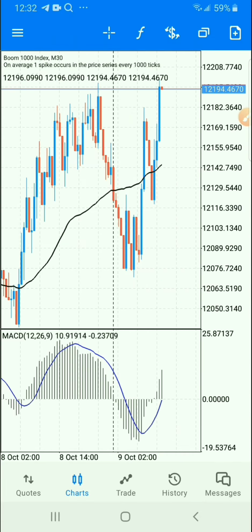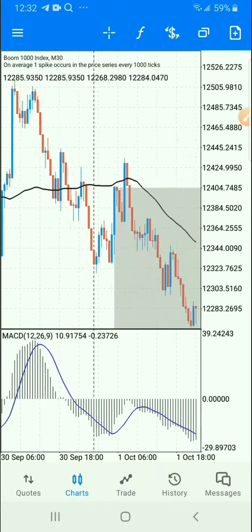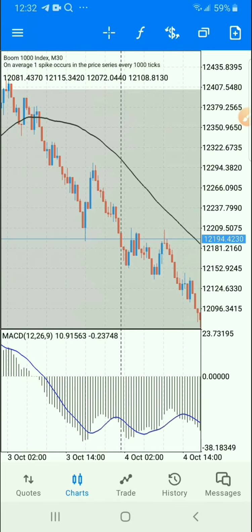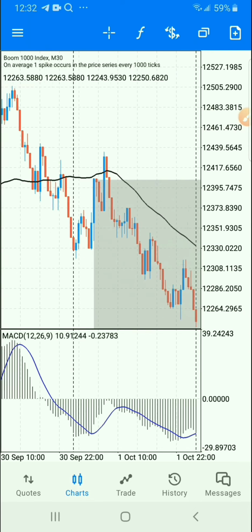Okay, so we go on 30-minute and start looking for entries. So we're going to look for entries inside this black zone. This is a box that we drew on 4 hour.